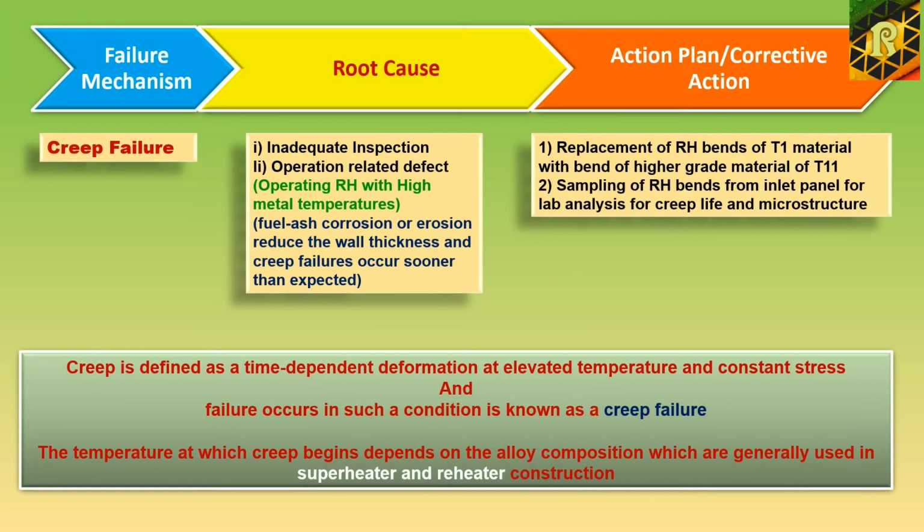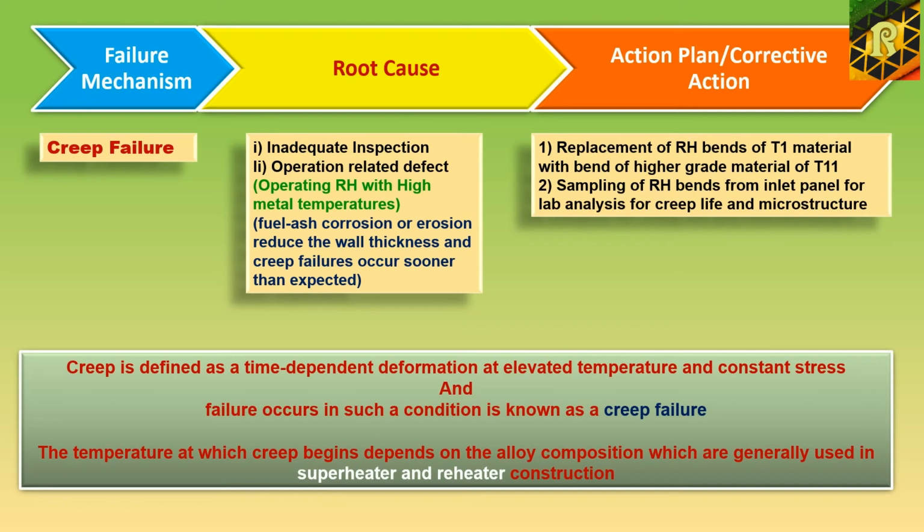Next is creep failure. Creep is defined as a time-dependent deformation at elevated temperature and constant stress, and failure that occurs in such a condition is known as creep failure. The temperature at which creep begins depends on the alloy composition, which are generally used in superheater and reheater construction.